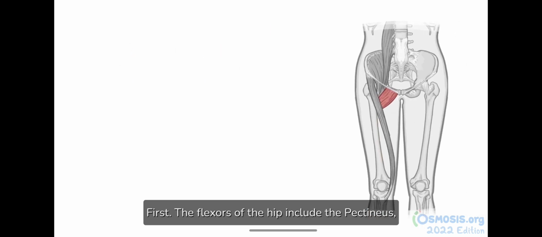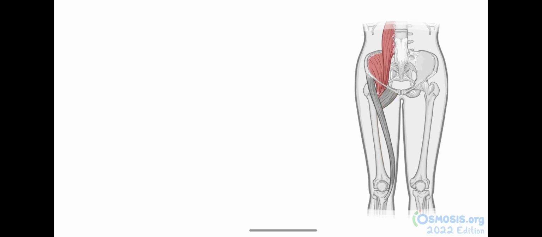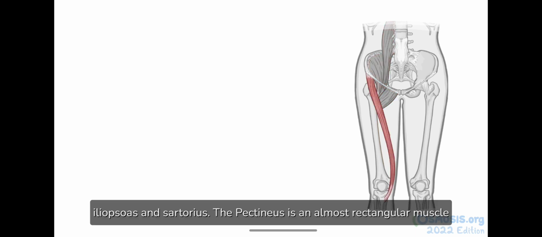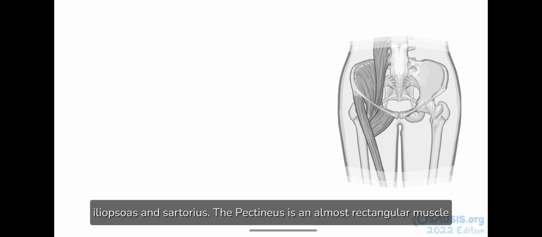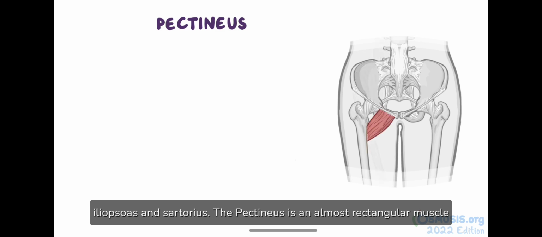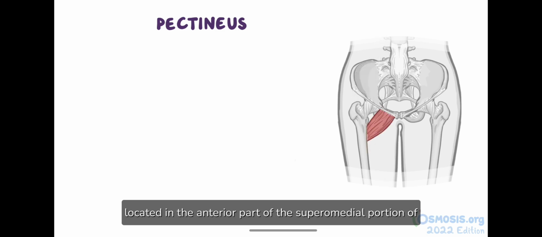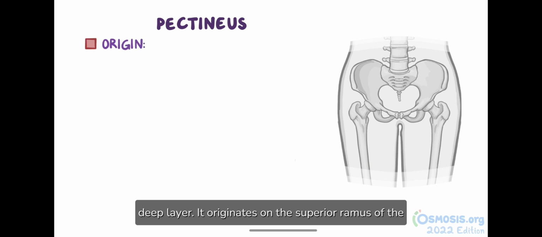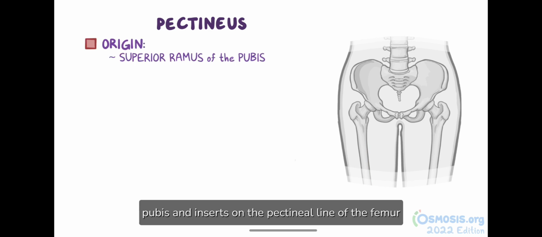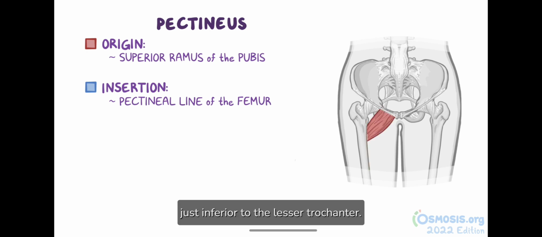First, the flexors of the hip include the pectineus, iliopsoas, and sartorius. The pectineus is an almost rectangular muscle located in the anterior part of the superomedial portion of the thigh, and it's often composed of a superficial and deep layer. It originates on the superior ramus of the pubis and inserts on the pectineal line of the femur, just inferior to the lesser trochanter.